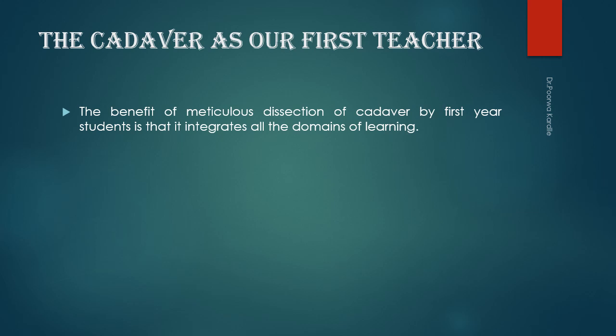In general, we learn under three domains. Cognitive domain is for knowledge, psychomotor domain is for skills, and affective domain is for right attitude. In the dissection hall, by visualizing and having tactile access of anatomical structures, you will gain knowledge and enhance your cognitive domain. By doing dissection, you will become competent in surgical skill that will foster your psychomotor domain.